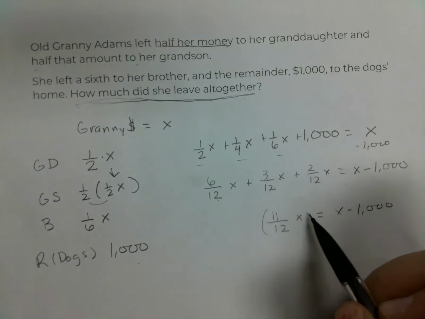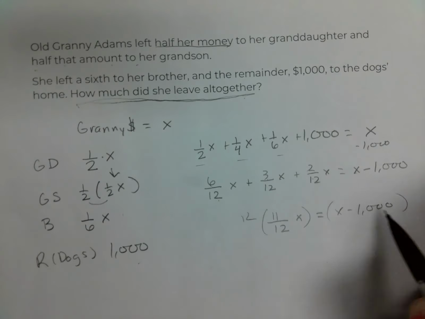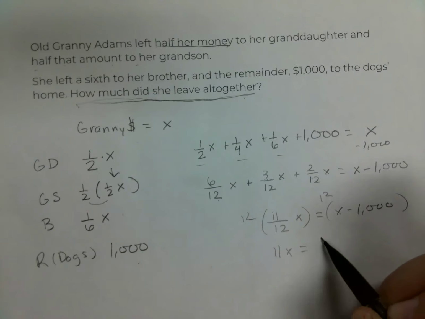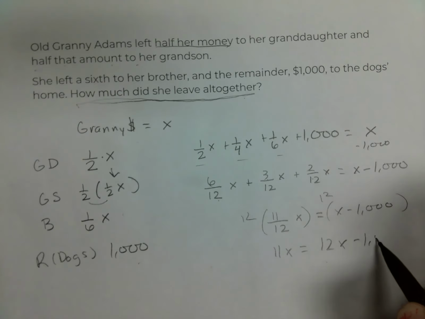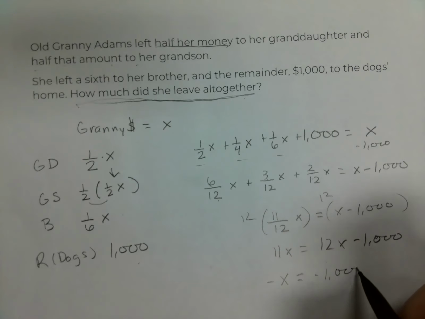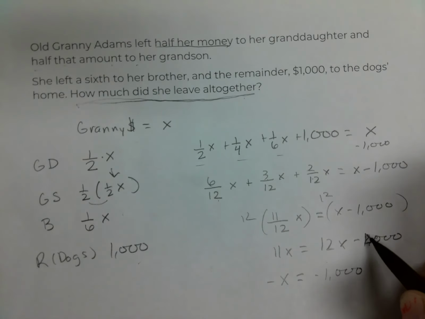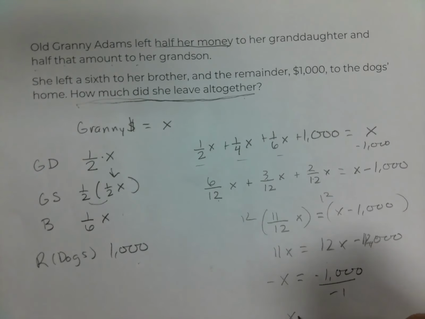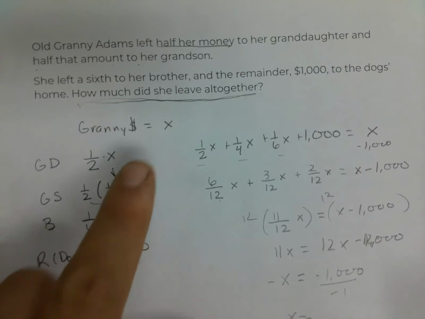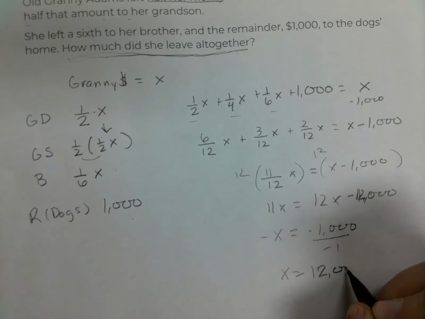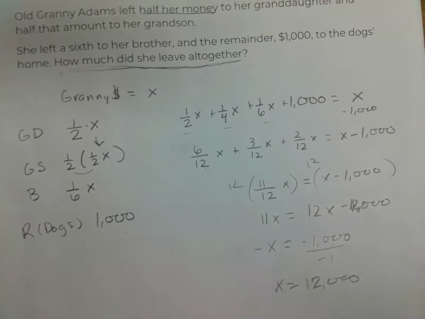And then I can times this side by 12 and times this side by 12. So I have 11x is equal to 12x minus 1,000 minus 12x. Oops, 12,000. Sorry, 12,000. And then divide by -1. So Granny's money, because that's what we started with, the X, Granny's money is equal to $12,000. So did we solve it?